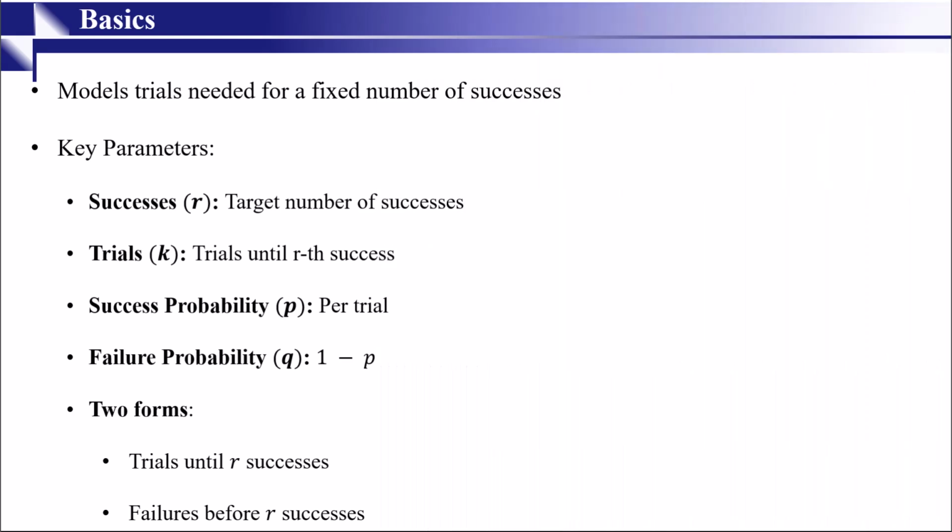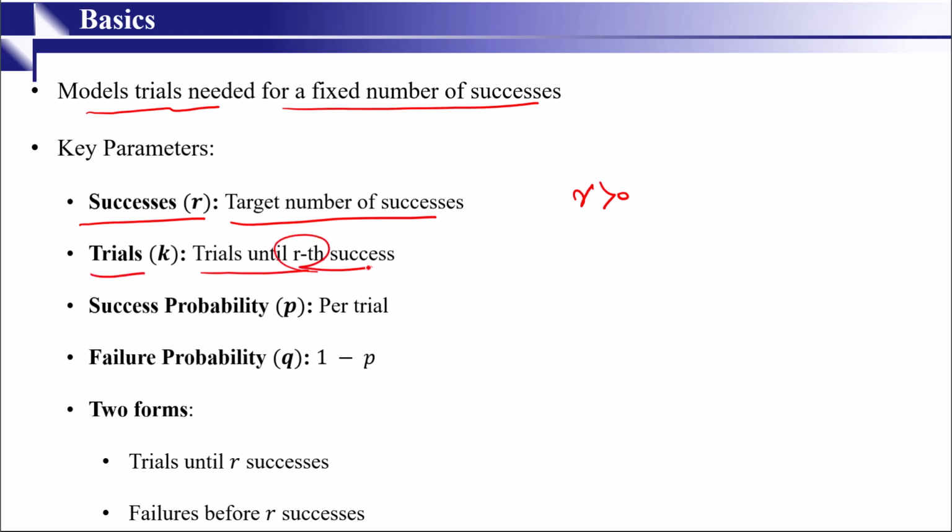Here, we want to find the parameters of the negative binomial. Once again, the negative binomial models the trials that are needed for a fixed number of successes in some independent Bernoulli trials. So here, we have r as the target number of successes, and r is greater than 0. Then we have trials k, the trials until r successes, that is our focus. Then we have p as the probability of success, which is something between 0 and 1. And we have the probability of failure, 1 minus p, which we denote by q.